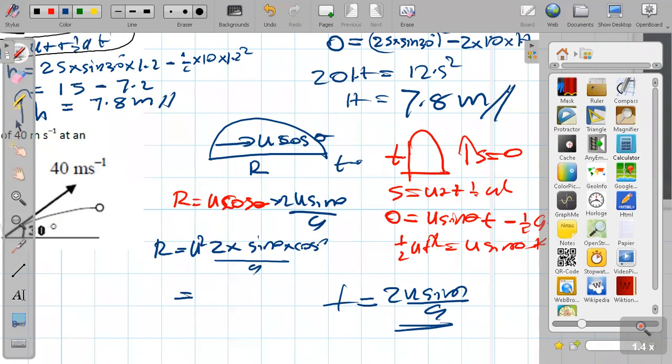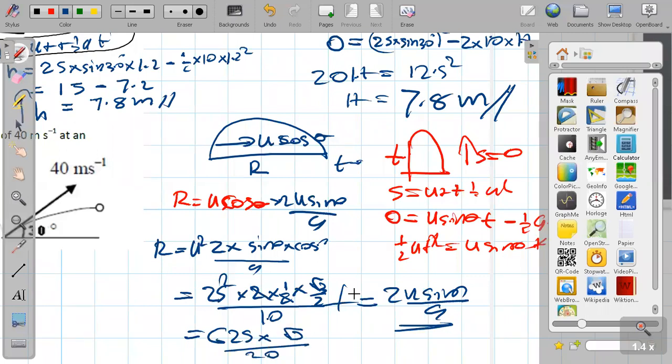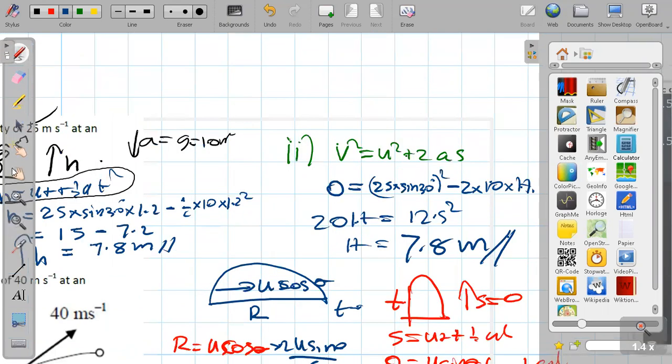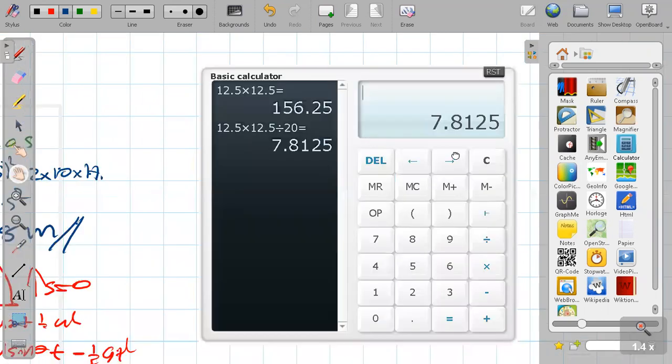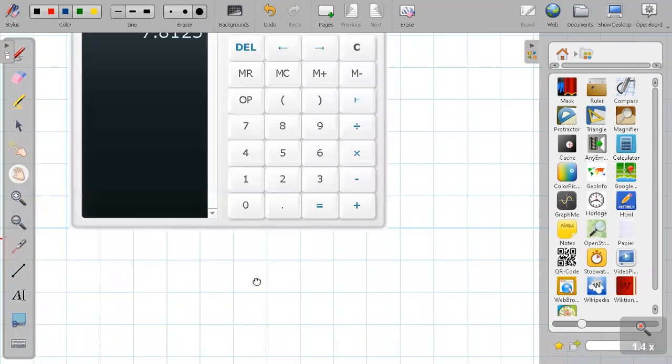So what is my u? 25 squared times 2 times sine theta, which means half, multiplied by root 3 over 2 for the cos 30, and divided by 10. So the 1 is going to cancel off from here, and 25 squared means 625 multiplied by root 3 over 20. I may still have to use the calculator for this one. So 625 times root 3.